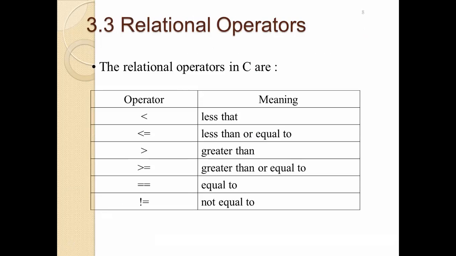Relational operators. Relational operators in C are less than, less than or equal to, greater than, greater than or equal to, double equal to, not equal to. These are the relational operators. What do you mean by relational operator?